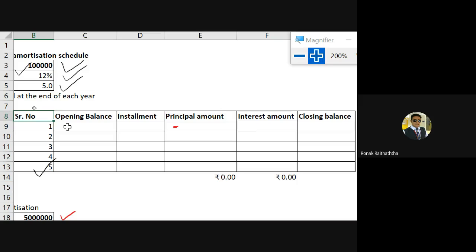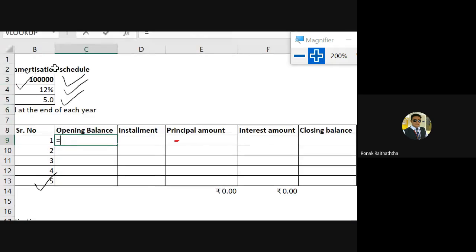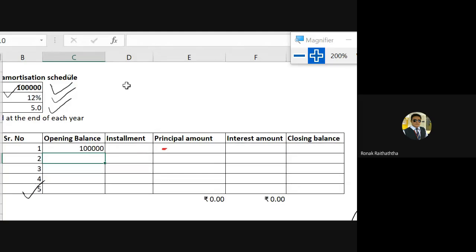Just put the loan amount directly into the opening balance. So I'm putting sign of equal to, and the amount of loan in this case would be 1 lakh. I'm putting as it is because opening balance of any loan amount will be the amount of loan you have taken, right?